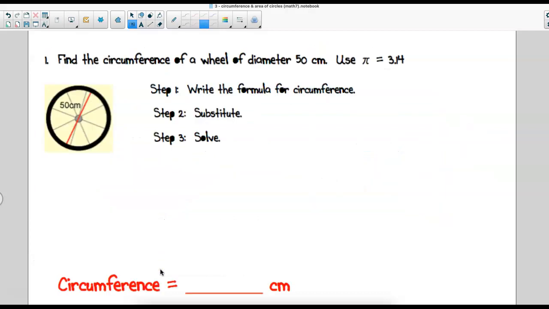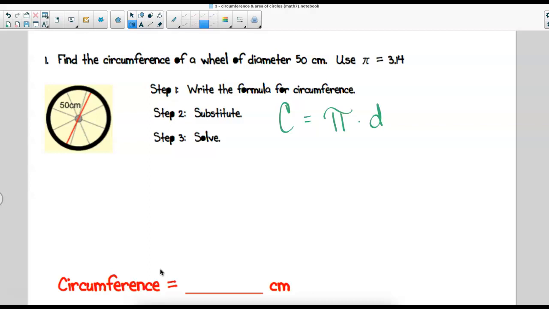If I want to find the circumference of a wheel, this is on your notes: find the circumference of a wheel of diameter 50 centimeters. Use pi equals 3.14 and write the formula for circumference first. So on your paper, I gave you some blanks. Circumference, C equals pi times diameter. That's really important. If we know the formula, now we can substitute in and solve it.